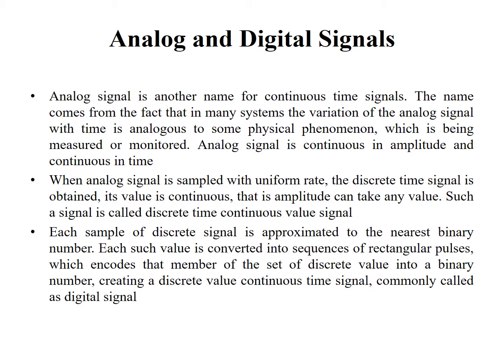Next, analog signals and digital signals. The continuous time signal is alternately called an analog signal because of the analogy with some physical phenomena, and hence the analog signal is continuous in amplitude as well as continuous in time. When an analog signal is sampled with a uniform rate, it is converted into the discrete time domain, and accordingly these discrete time signals are continuous in value, that is in amplitude, but discrete in the time domain. The next version of the discrete time signal is the digital signal, which is discrete in amplitude as well as in time, with a finite set of numbers. This type of signal is called a digital signal.